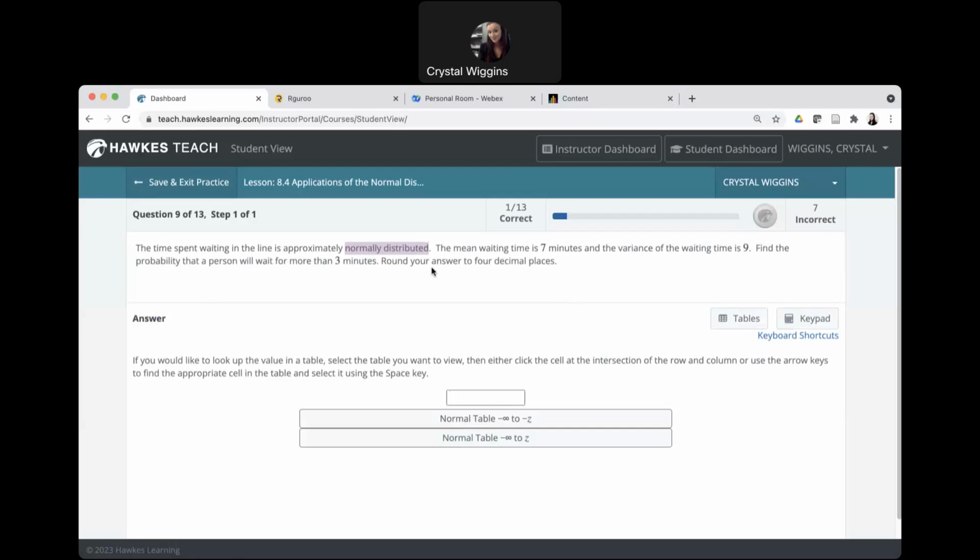The fact that they told us that the data set is normally distributed tells us that the shape of the curve is a bell-shaped curve, and every bell-shaped curve is symmetric, and we know the mean is centered in the middle of that curve. Okay, so now we have a mean of 7 minutes. That is going to be our center versus the standard normal curve had a center of 0. Our center is now at 7.